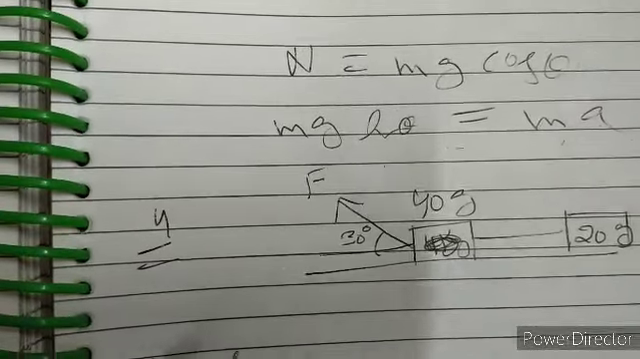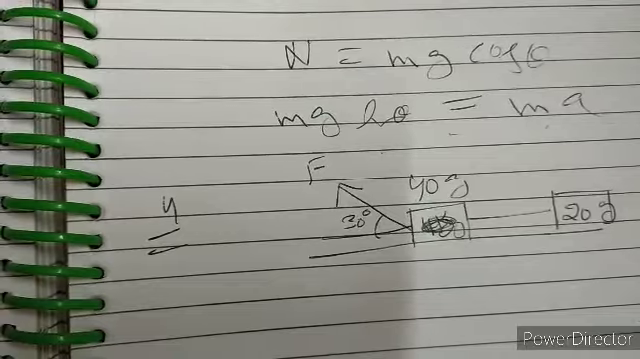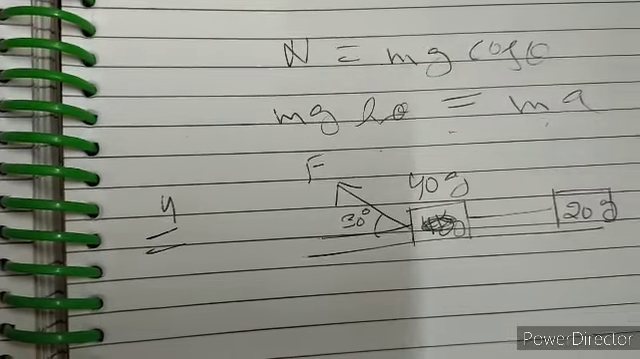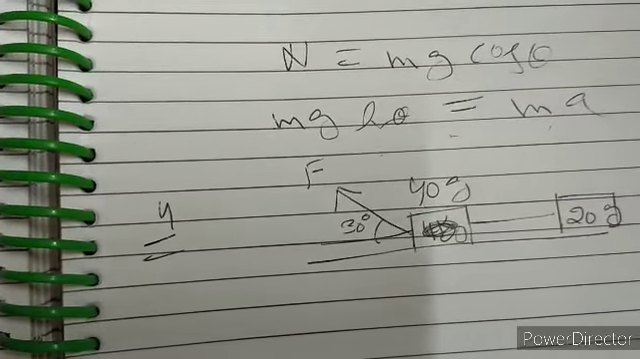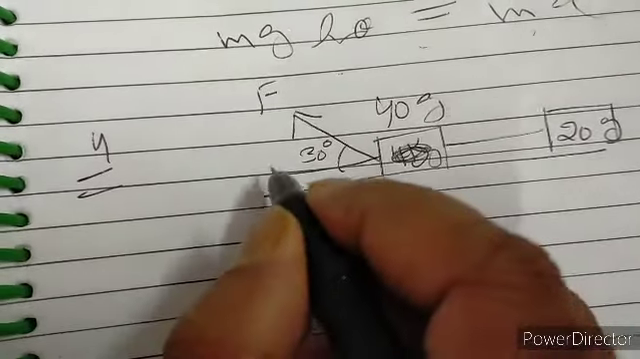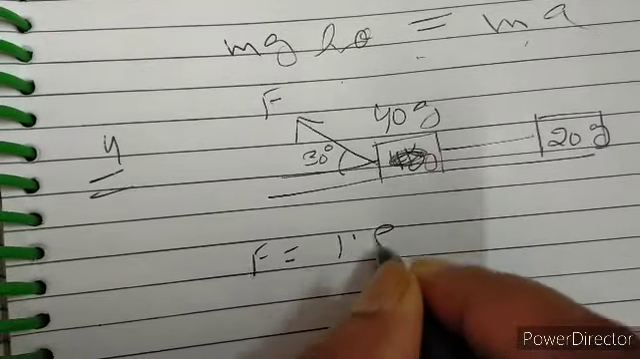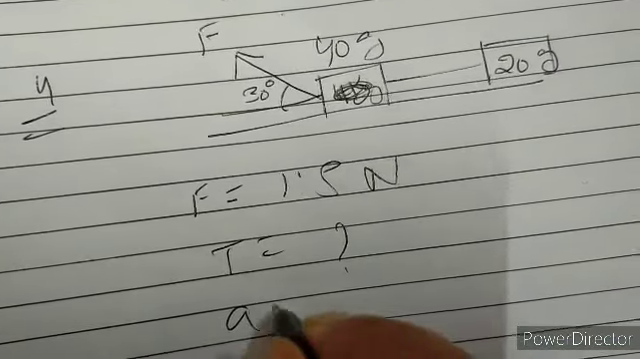Now we have to find out the acceleration of 20 gram, the acceleration of 40 gram, and the tension in the string. Now this force F is equal to 1.5 Newton. We have to find out the tension in the string and the acceleration.